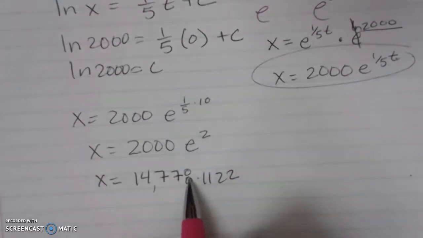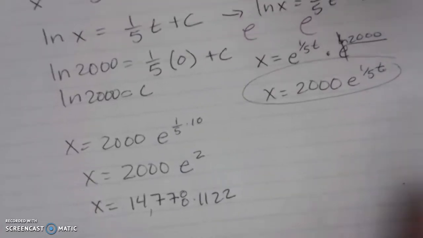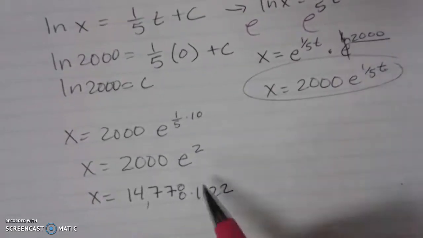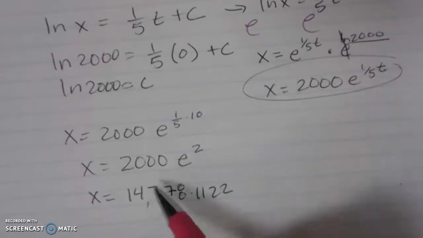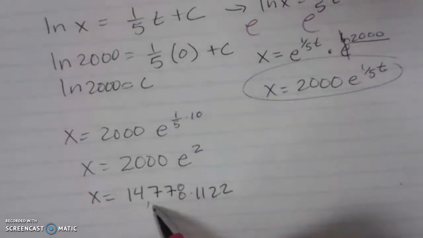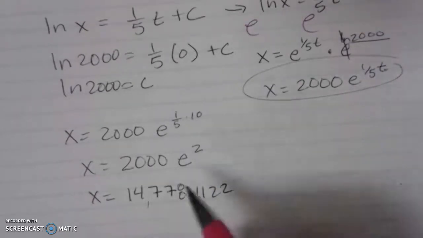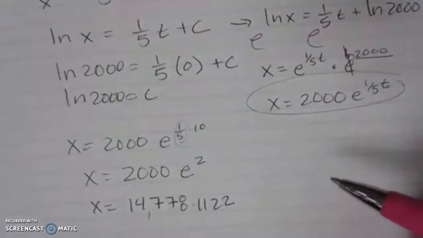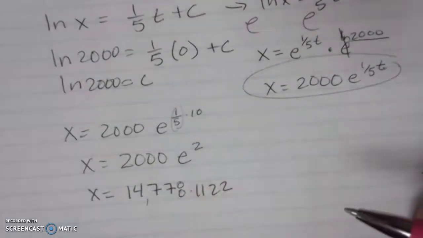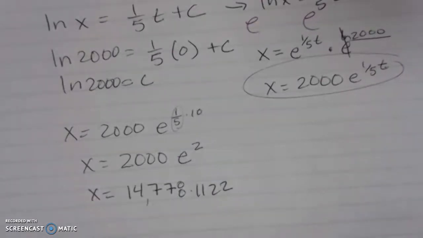14,778. So even though this area started with trees in the forest, or whatever I said, it was started with 2,000. 10 years later, if they continue to grow at that 1/5 rate, then in 10 years there'll be over 14,000 trees. So that's the process.